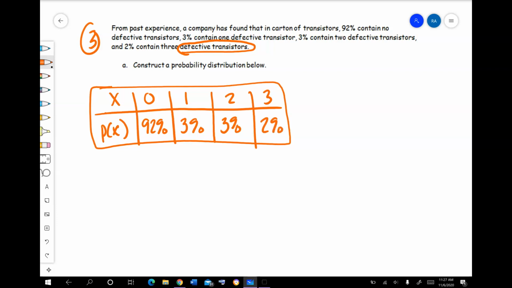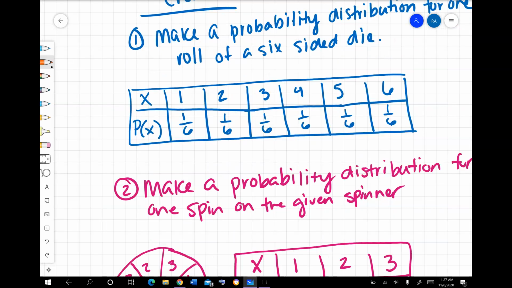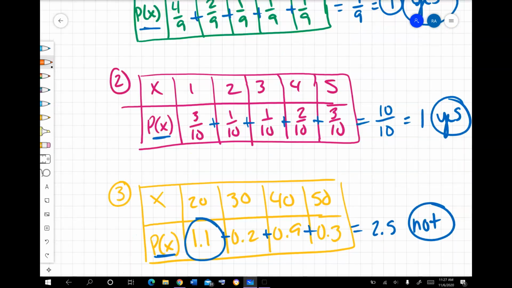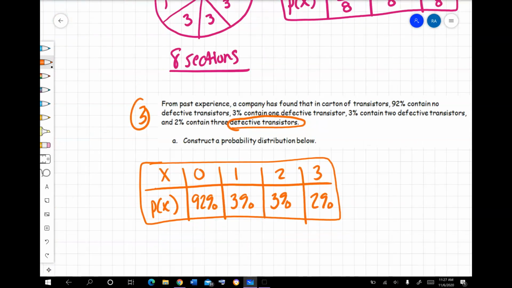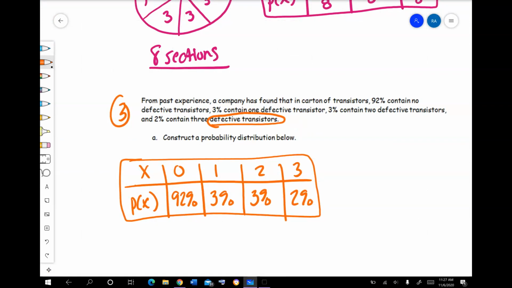All right, so that is it. Your worksheet's going to have very similar examples. It's going to go over how you tell if it's a probability distribution and how you create one. Let me know if you have any questions. And that's it for this video.